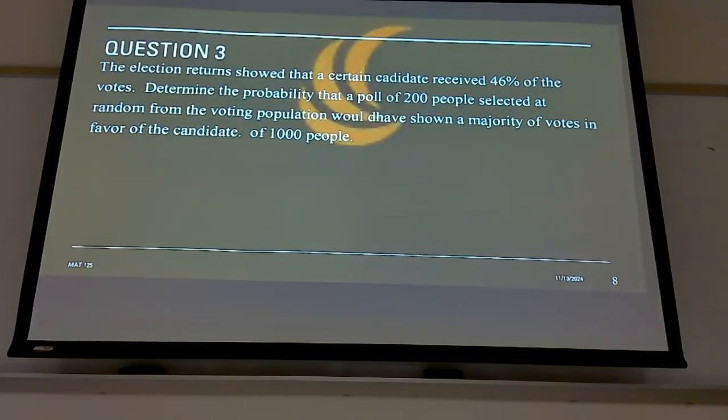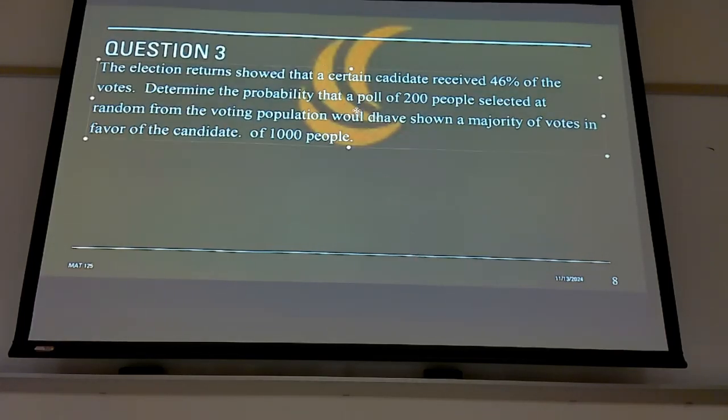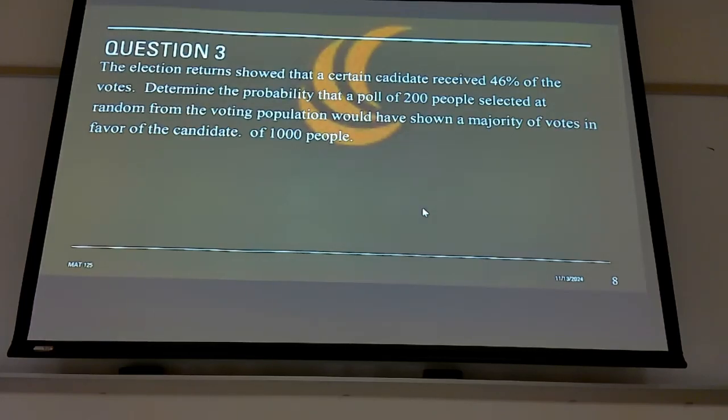Election returns showed that a certain candidate received 46% of the votes. Determine the probability that a poll of 200 people selected at random from the voting population would have shown a majority of votes in favor of the candidate. And then of 1,000 people.